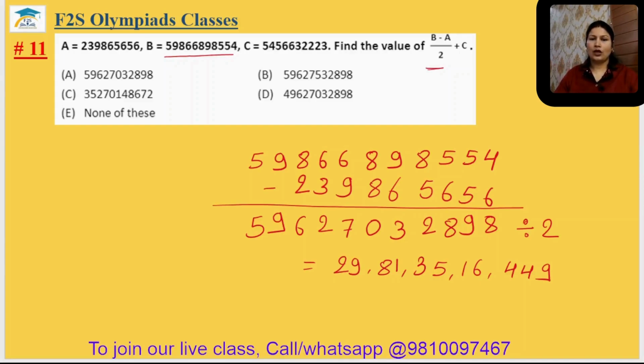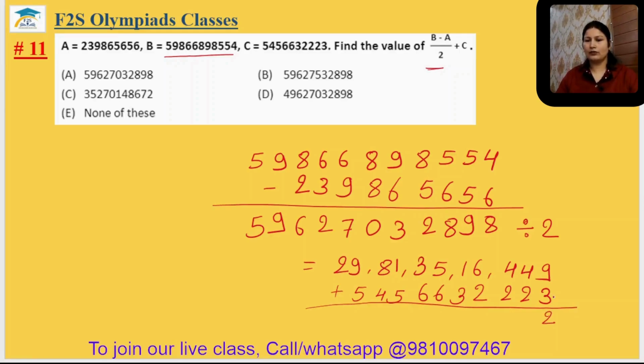Okay. Now add with C. So what is C here? So C is 322. Okay. Now 366. Now 545. Add these two.